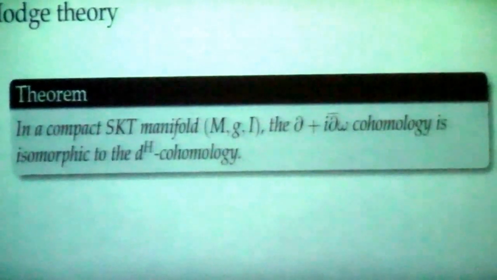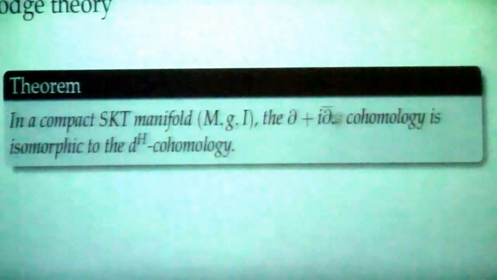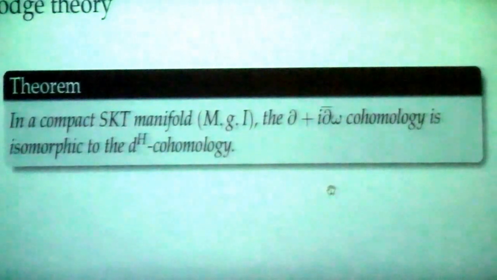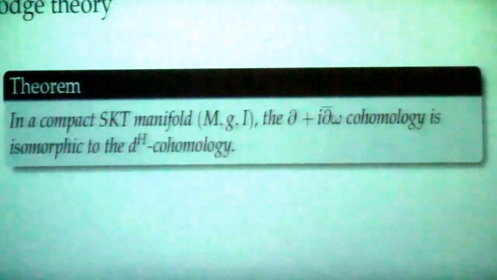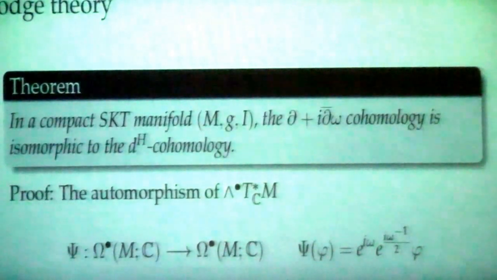Another thing that you can prove is that in an SKT manifold, you should not consider the del cohomology, but actually the twisted del cohomology by del bar of the symplectic form. And for that one, the cohomology is actually isomorphic to the DH cohomology of your manifold. I don't really have a proof written here.